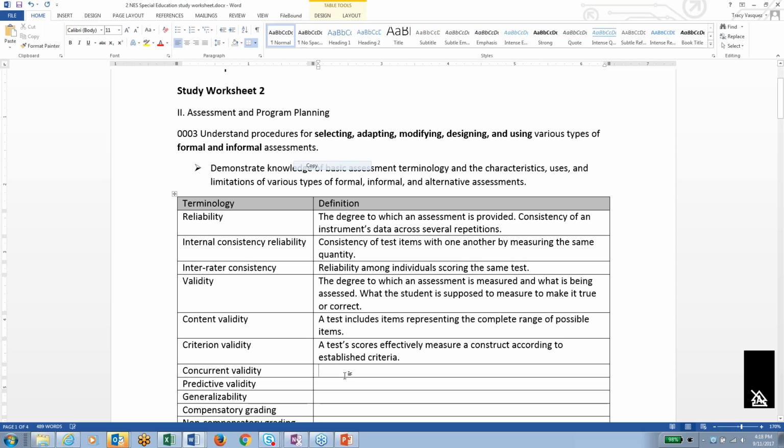Okay, going on to concurrent validity. This means a test measures the criterion and the construct at the same time.